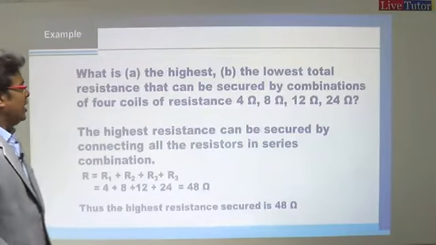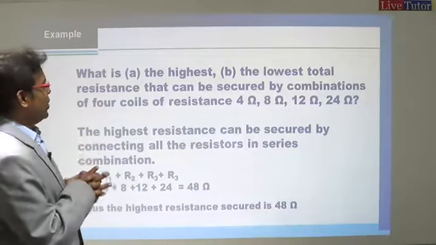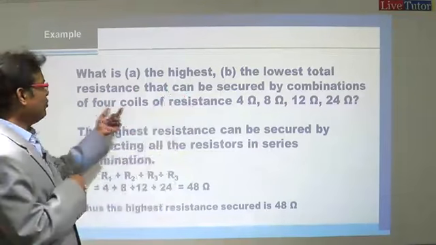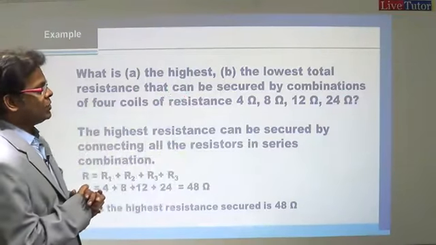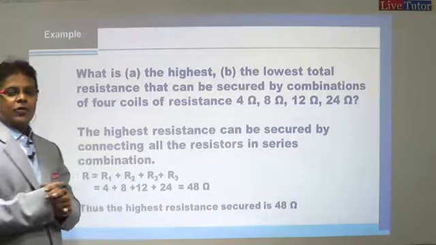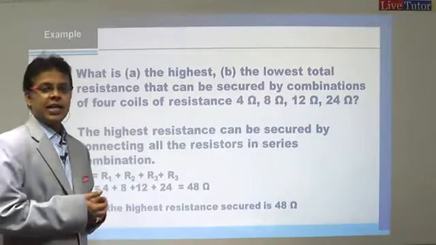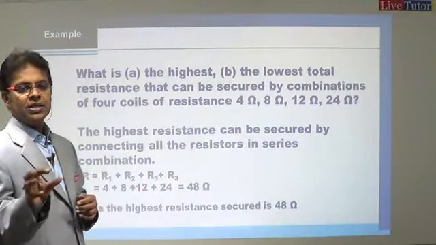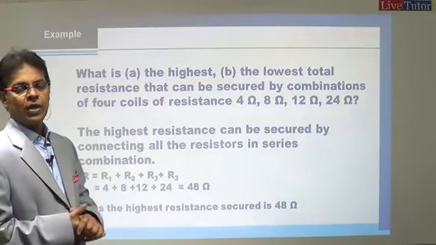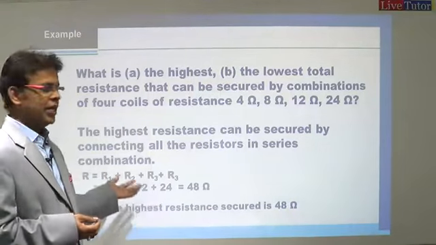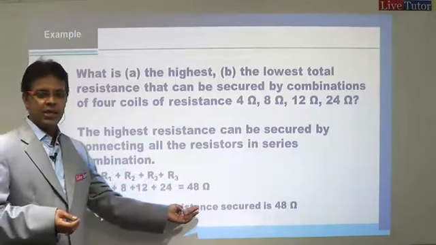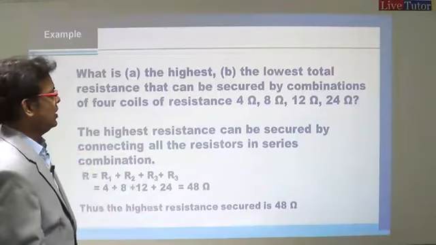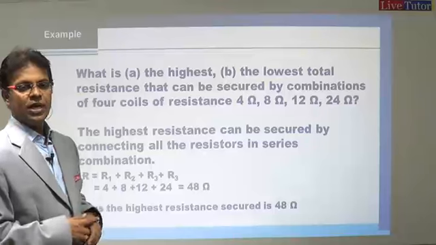Okay. Now the next question: what are the highest and the lowest total resistance that can be secured by combinations of 4 coils of resistance 4, 8, 12 and 24 ohms? Of course, the lowest is very easy, because we know that if they are connected in parallel combination, you will get the lowest value. And similarly, what could be the highest? Naturally, when they are connected in series combination, you will get the highest value. So these are the 2 options, isn't it?